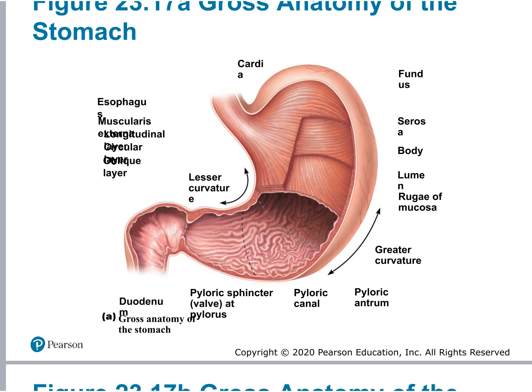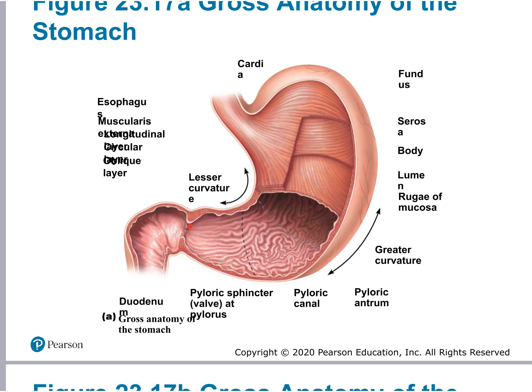I mentioned earlier that the cardiac valve, which is going to be right here, is between the esophagus and the stomach. This valve stays closed, and it's an important valve because it prevents the gastric contents from inside the stomach from going back up into the esophagus and burning those tissues. The other valve associated with the stomach is right here, the pyloric valve. The pyloric valve is also very important.